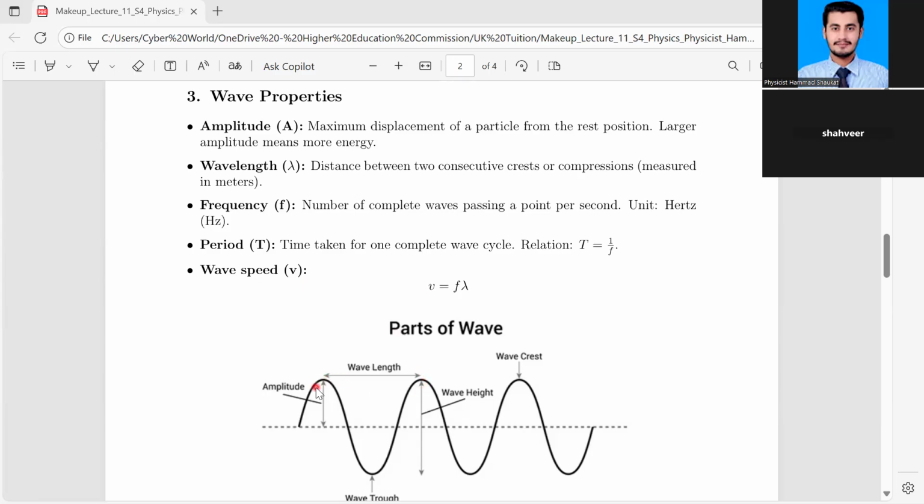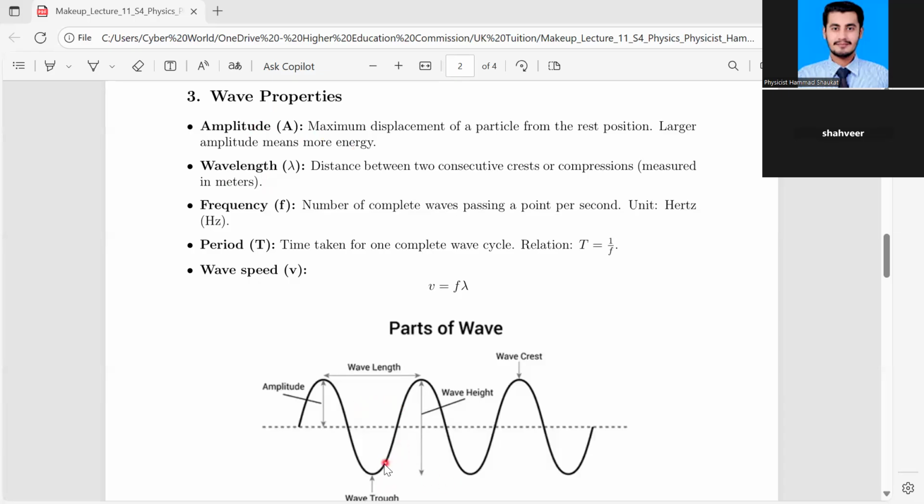So wavelength is the distance between two consecutive crests. This is your first crest and this is your second crest. The distance from here to here is known as wavelength. Because this is a distance, and distance is measured in meters, wavelength is also measured in meters. So the unit of wavelength is meters, and the unit of amplitude is also meters.